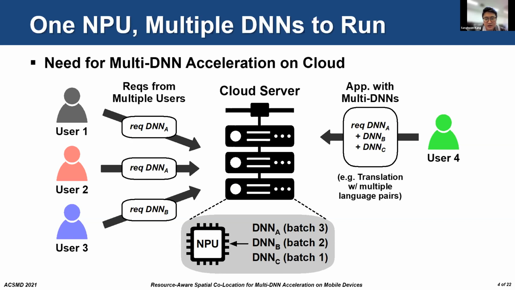On the other hand, many of the services nowadays require multiple DNNs in a single application. For example, a translation service needs separate DNNs for different language pairs. These service requests will further increase the demand for multi-DNN acceleration on the cloud.